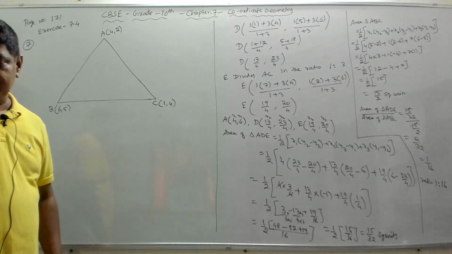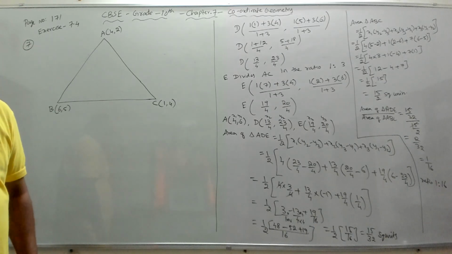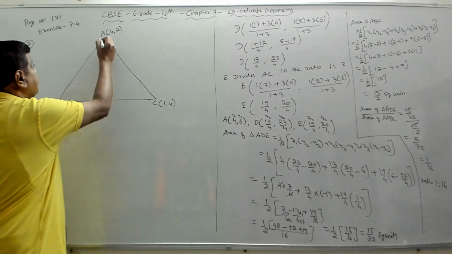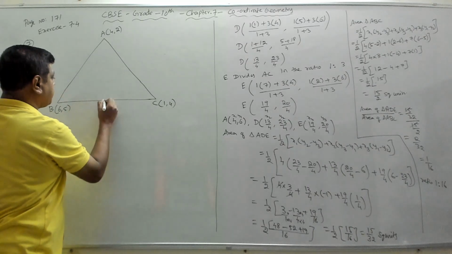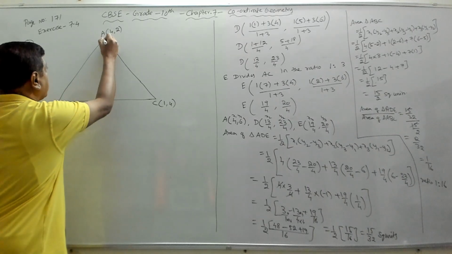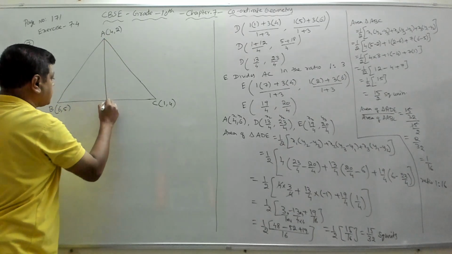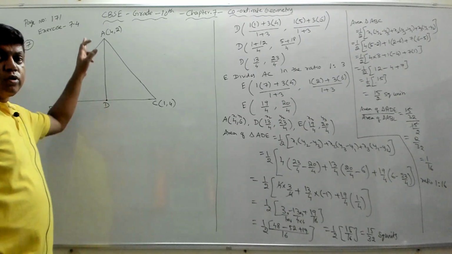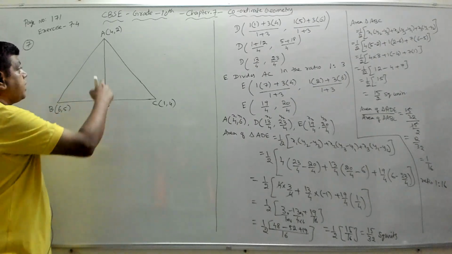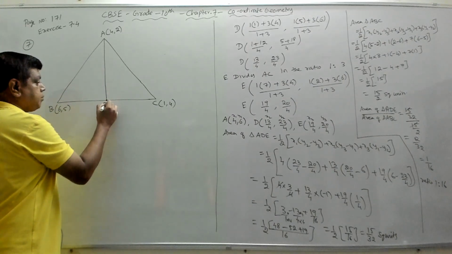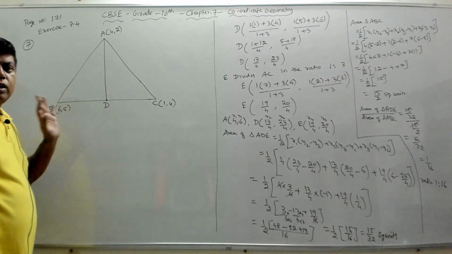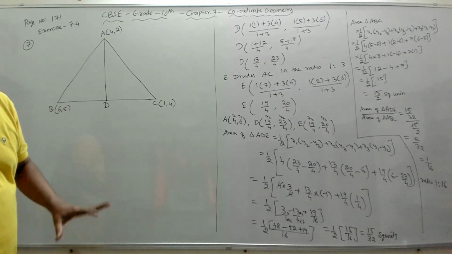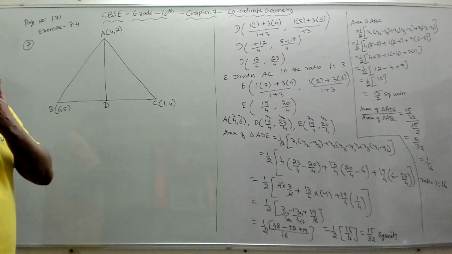First is, the median from A meets BC at D. So which means we are drawing a median from A. Median is what? If you take the midpoint of one side and join it to the opposite vertex, that is called a median. Median means the line segment joining the midpoint of one side to its opposite vertex. So this AD is the median, which means D is the midpoint of BC, and we are asked to find the coordinates of D. That is the first question.